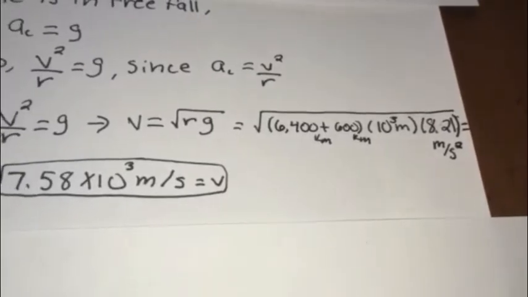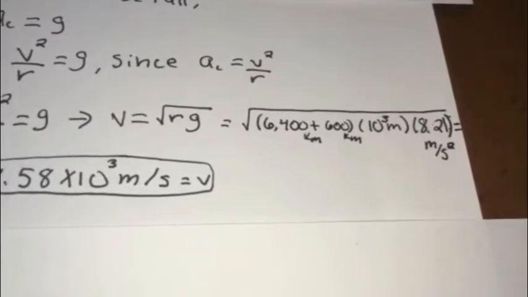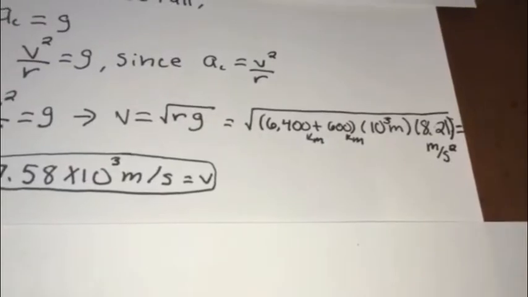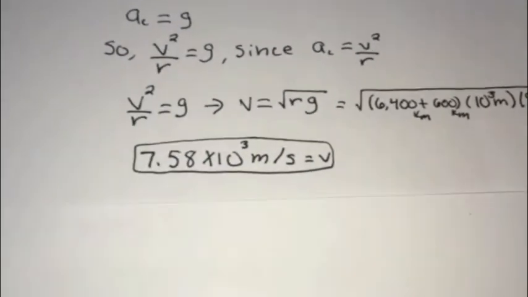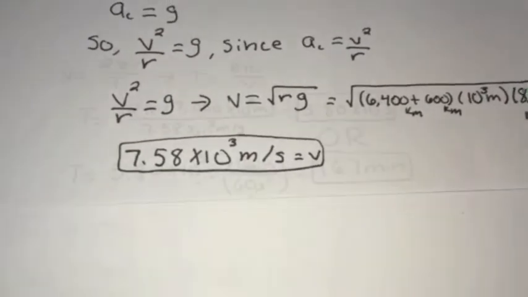And now you take the gravity, which was given to us in the givens above. Instead of typical gravity, 9.80, you plug in 8.21 meters per second squared. Then you multiply all that, take the square root, and you get the answer of 7.58 times 10 to the third meters per second, equaling the velocity.